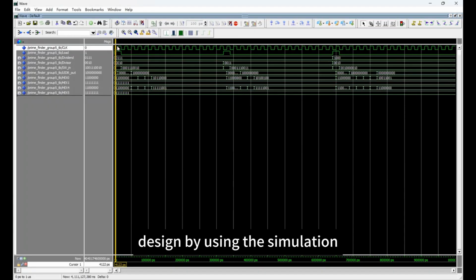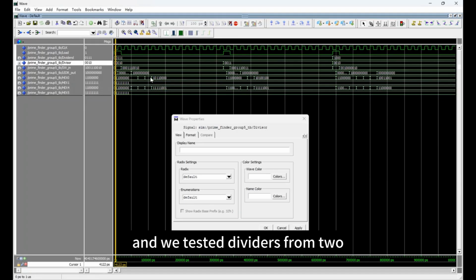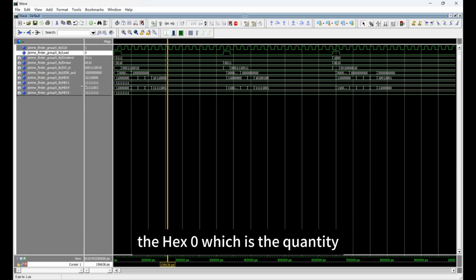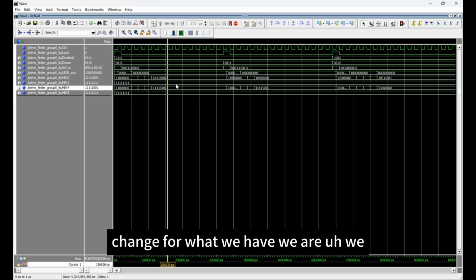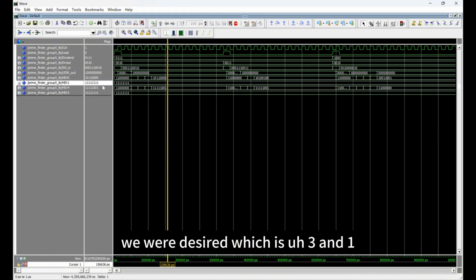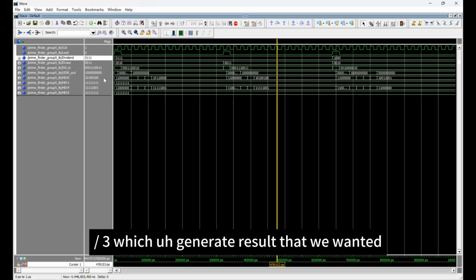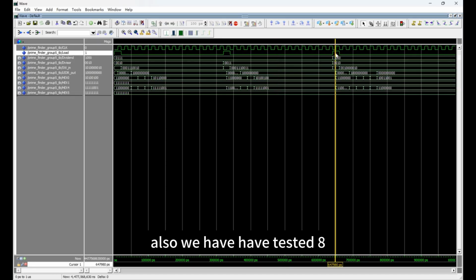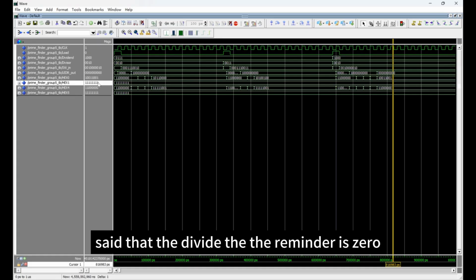Now the same design in the simulation. If we change the dividend to 7, and we test the divisor from 2, you can see after we load it, hex 0, which is the quotient, and hex 4, which is the remainder, change to what we desired, which is 3 and 1. We also test 7 divided by 3, which generates the result that we wanted. Also, we have tested 8 divided by 2, which shows that the remainder is 0.